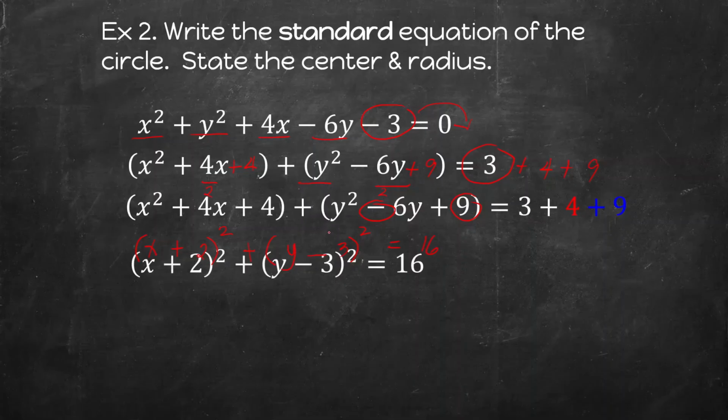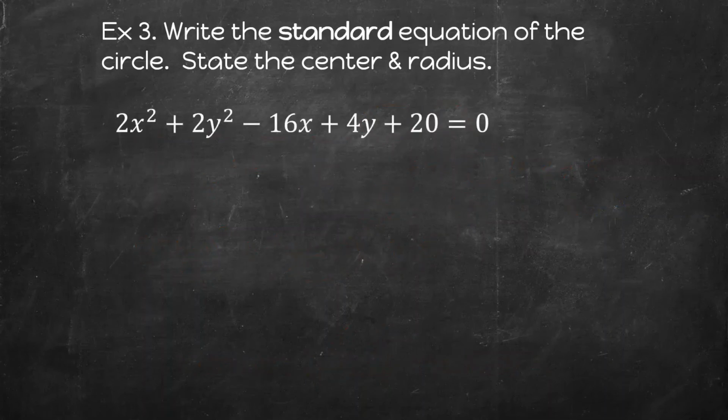So, ganun yon. After that is we will get the center. Yung center natin ay ito at ito. So, instead of positive 2, it will become negative 2. Negative 3, it will become positive 3. So, the center is negative 2, 3. Ang radius niya, get the square root of 16, we have 4.